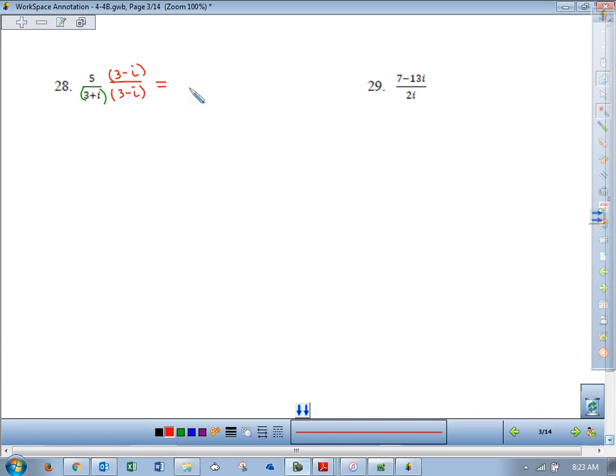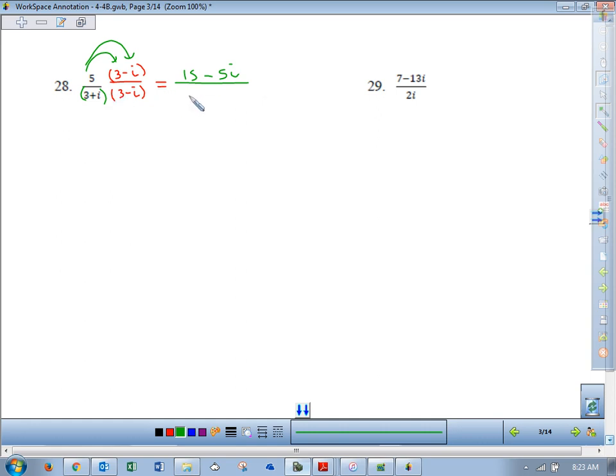Cool? I don't care where you start first, numerator or denominator. Let's start upstairs. It's just a 5 times all of this stuff, so that's a distributive property deal. That'd be 15 minus 5i, right? And you've got to understand, to save yourself a million minutes of time, that the bottom are conjugates of each other. That's the whole point. Don't FOIL it out. First terms times each other, last terms times each other.